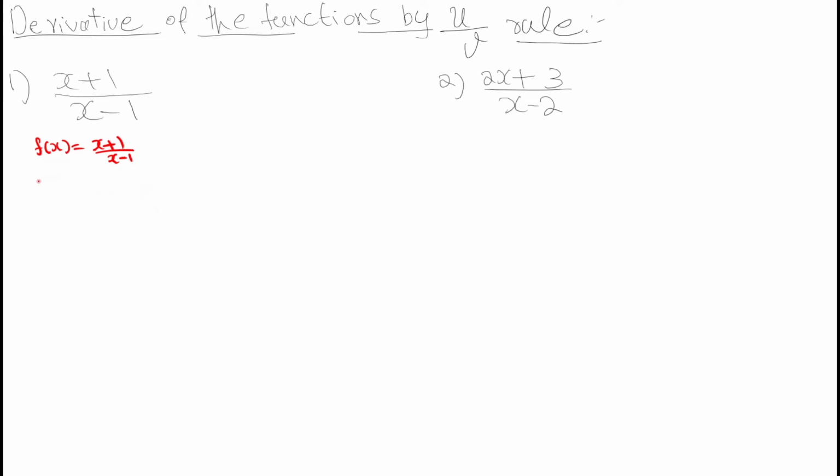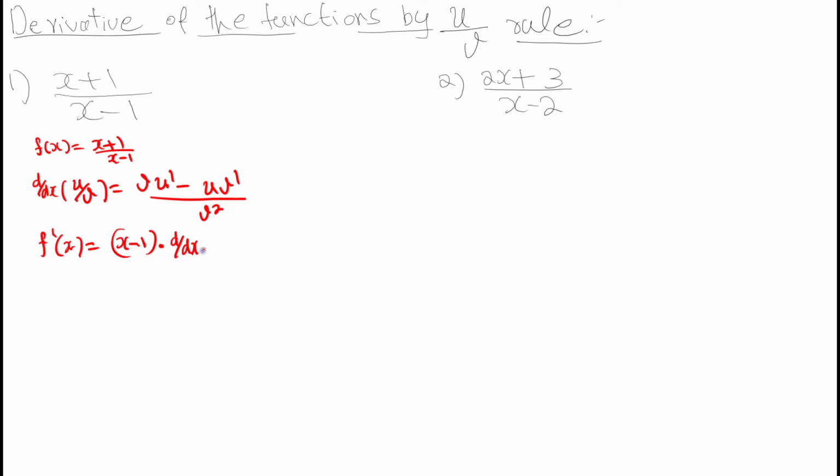We have the formula d by dx of u by v is equal to v into u dash minus u into v dash divided by v square. So here we can apply the formula. See, f dash of x is equal to x minus 1, that is the denominator, into the derivative of the numerator, d by dx of x plus 1, minus the numerator x plus 1 into the derivative of the denominator, that is d by dx of x minus 1, divided by the denominator square, that is x minus 1 whole square.